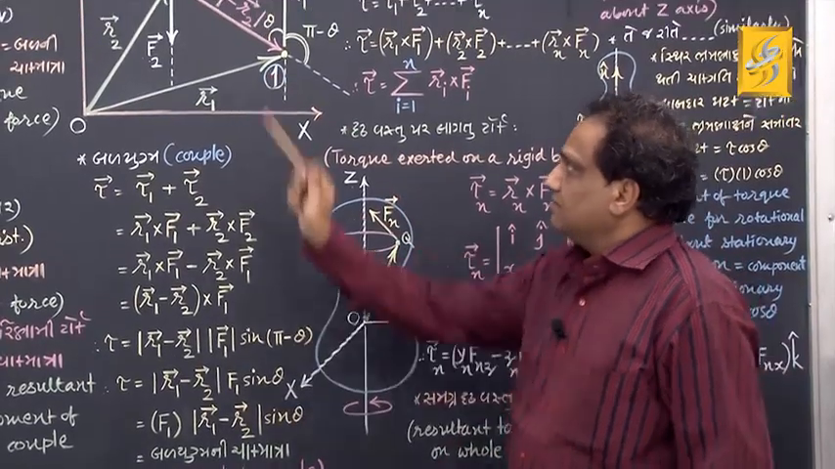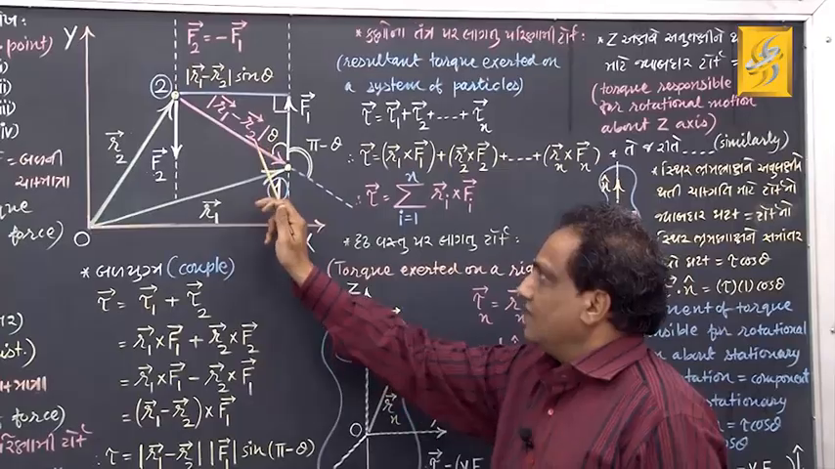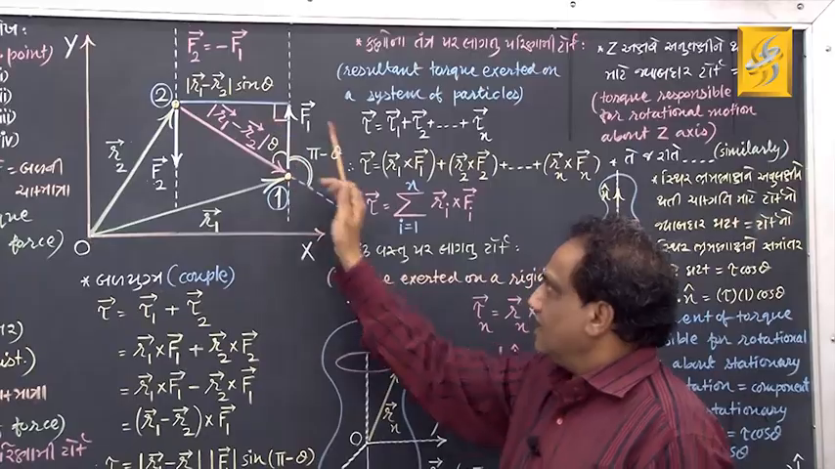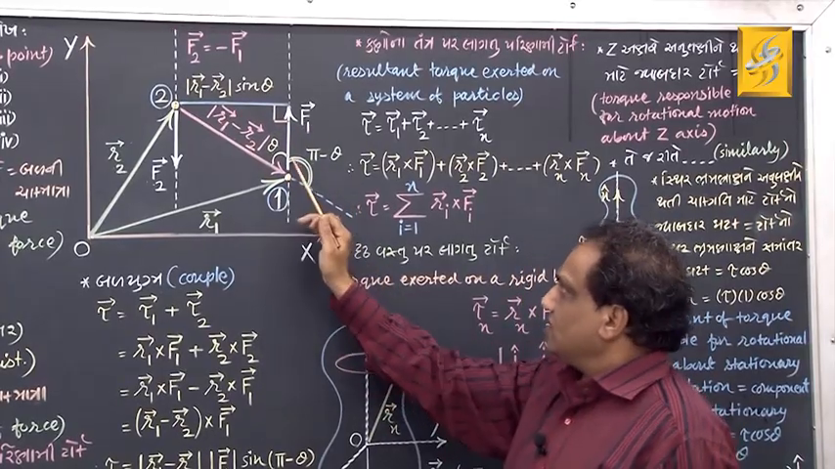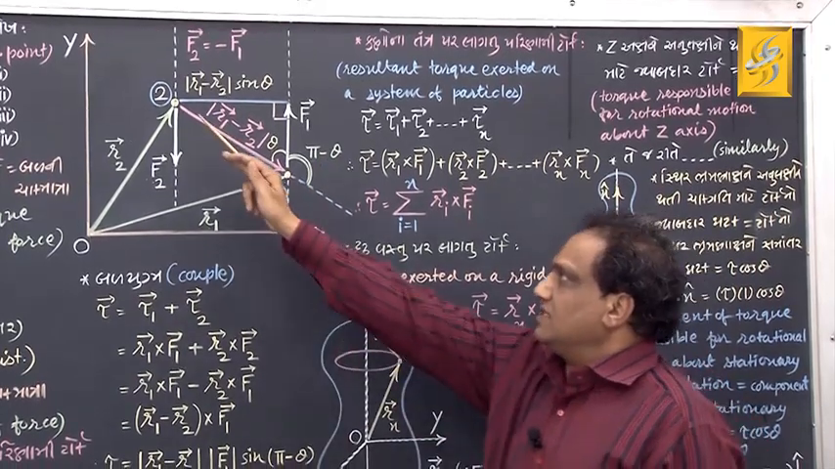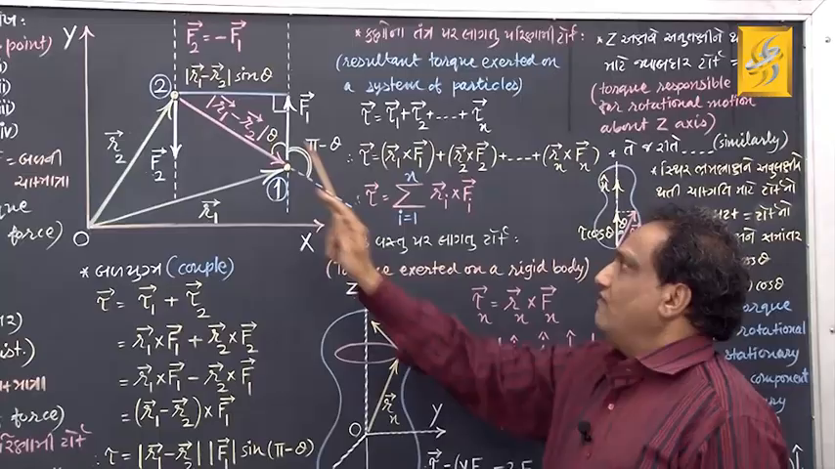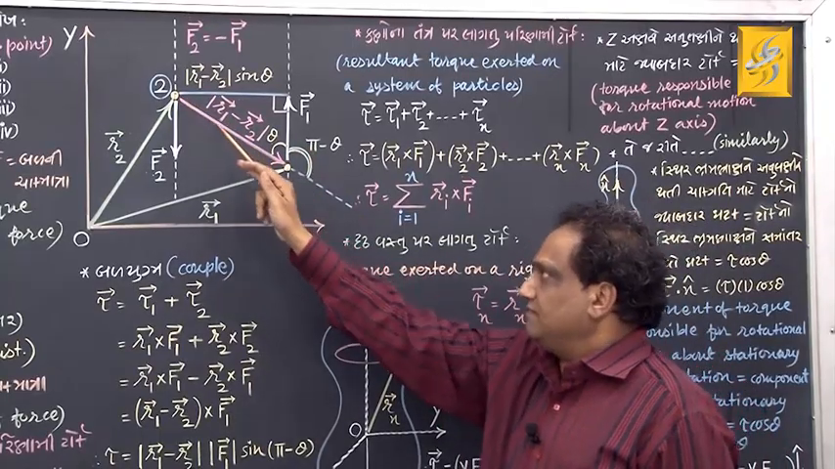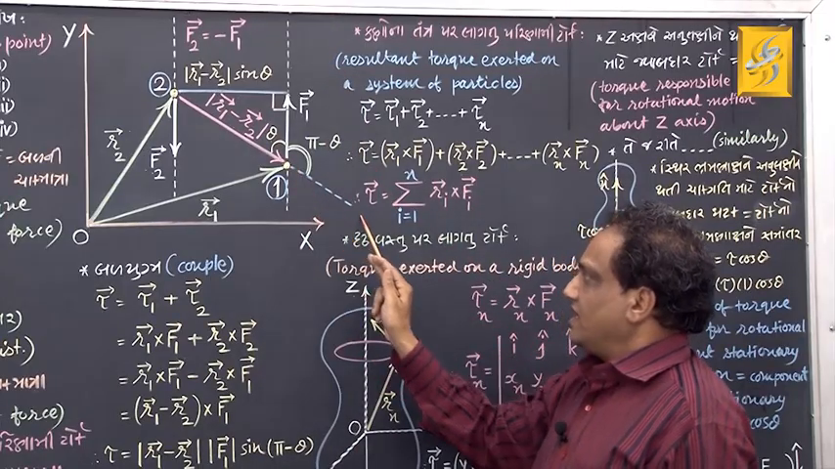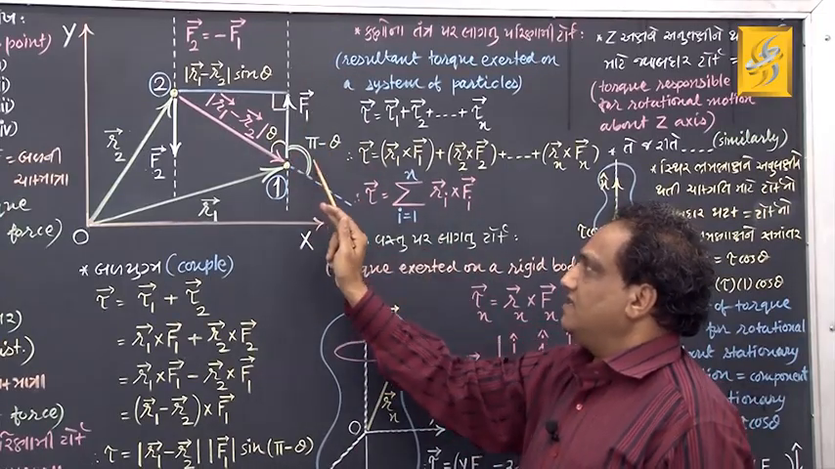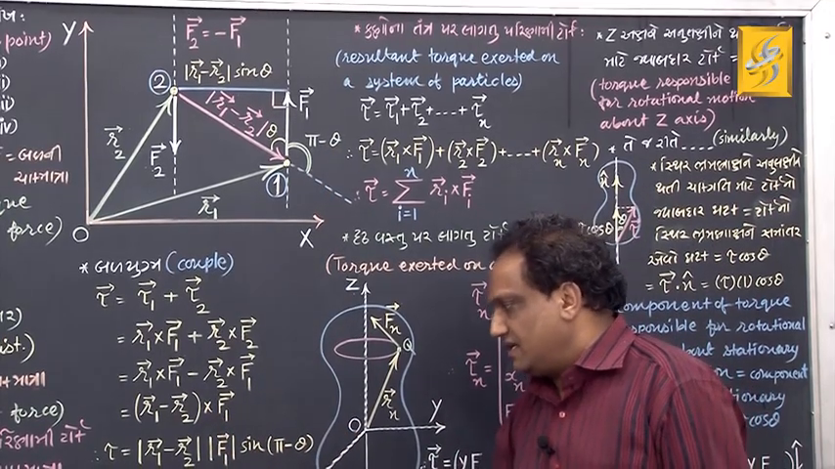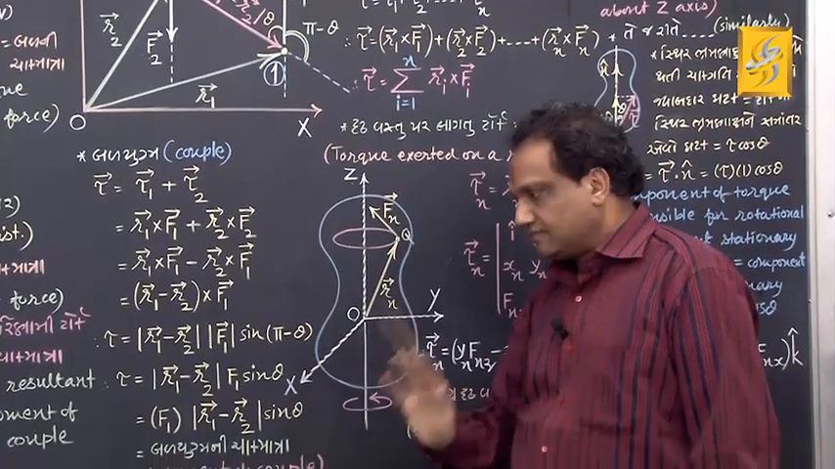How? Look in the figure. This angle is theta, correct? And between these two, total angle is pi radian, correct? Out of pi, you just subtract this theta, so remaining angle is pi minus theta. This is the direction of vector r1 minus vector r2, and this is the direction of vector f1. So angle between vector r1 minus vector r2 and vector f1 is at present pi minus theta, correct?